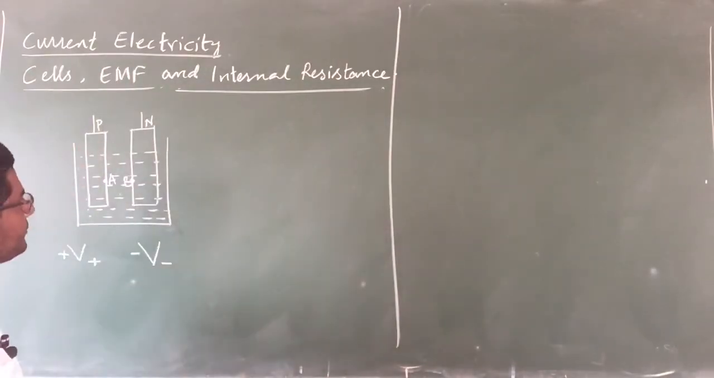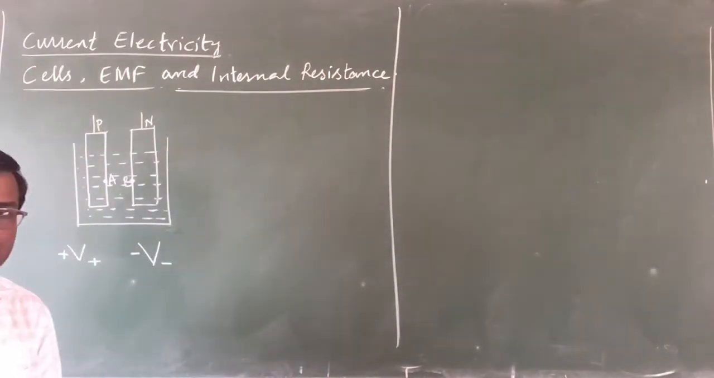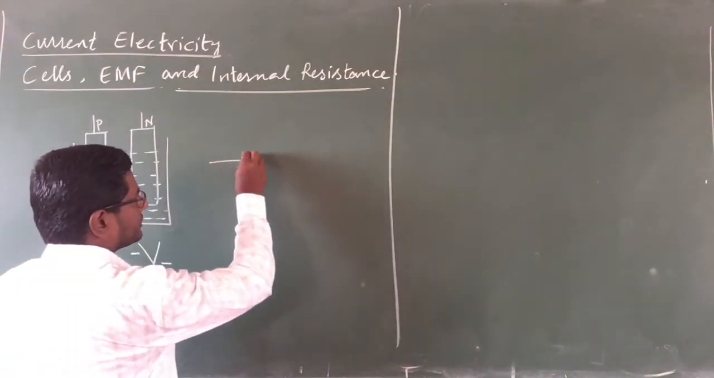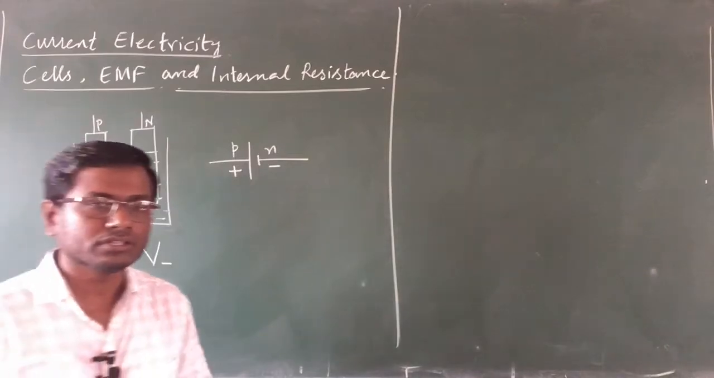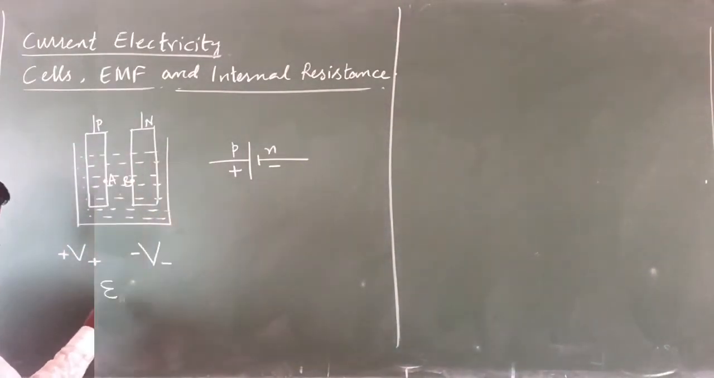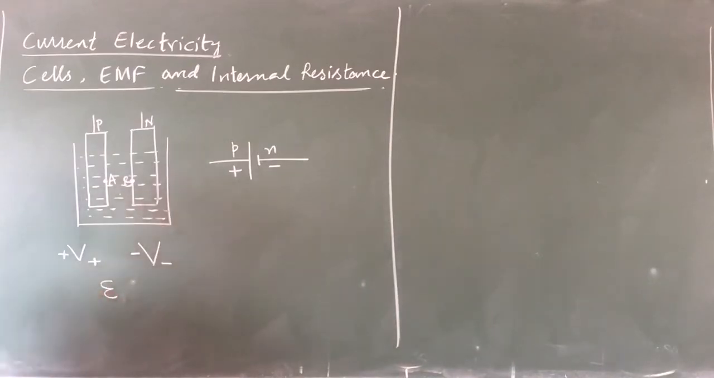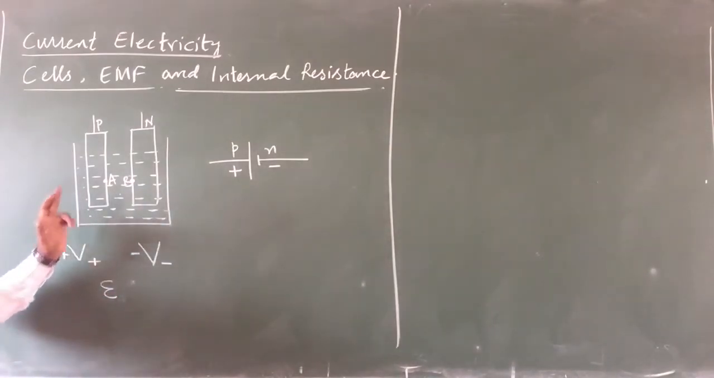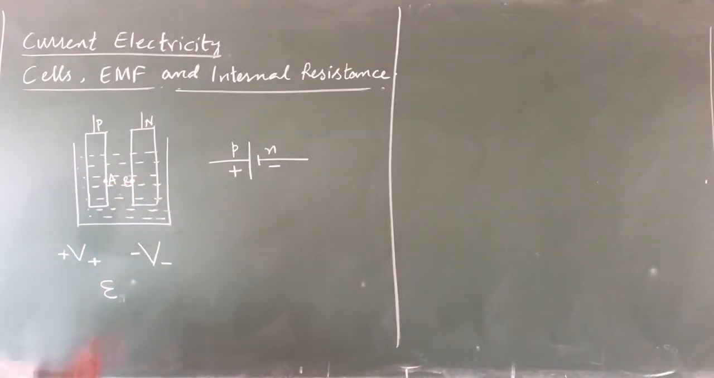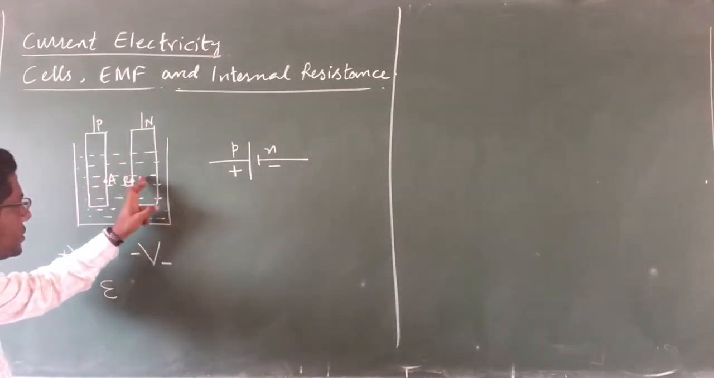Now this cell, if I want to represent it in my circuit, then I'm going to put a symbol which looks like this. Now I'm going to introduce a new term here. It is epsilon. This epsilon is the potential difference between the point A and the point B.